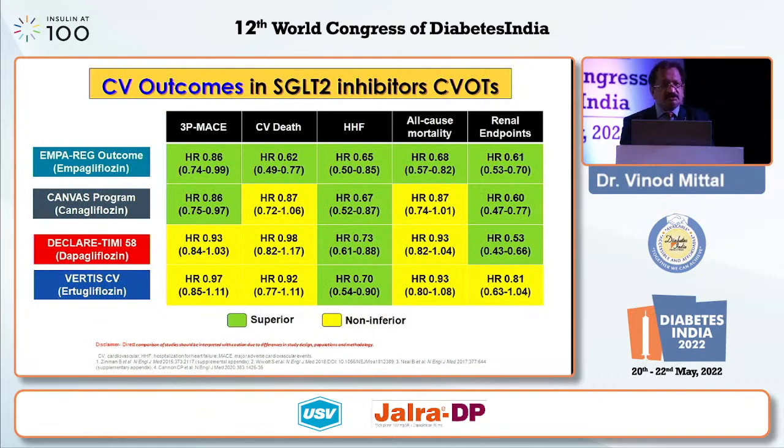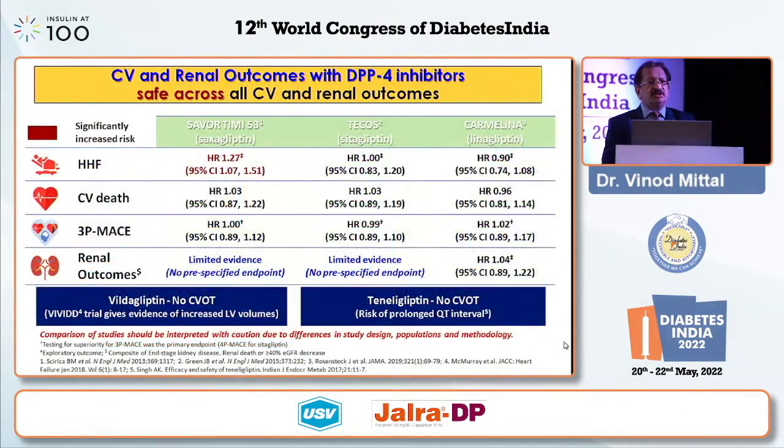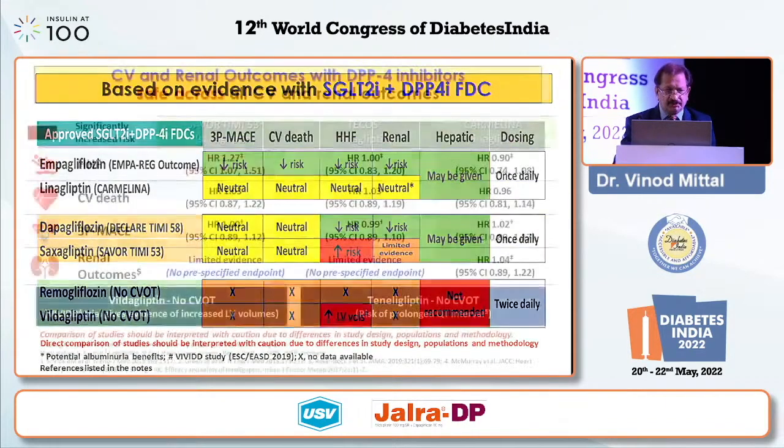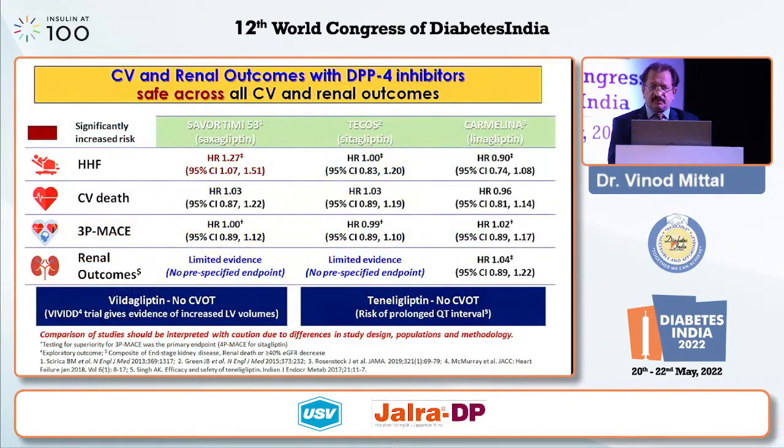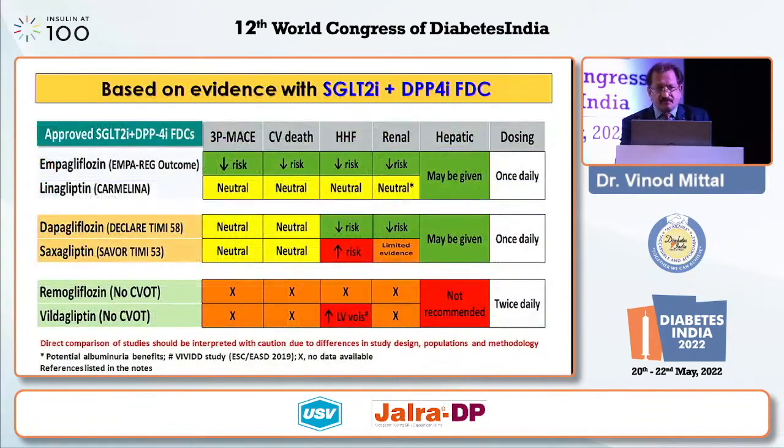Now we have many studies with SGLT2 inhibitors, so I won't go into detail, but overall SGLT2 inhibitors have been found to reduce hospitalization due to heart failure, cardiovascular mortality, and all-cause mortality. Similarly, we have studies with the DPP4 inhibitors, and DPP4 inhibitors are also found to be cardiovascular safe, except saxagliptin, which resulted in increased hospitalization due to heart failure. Otherwise, for vildagliptin and teneligliptin, we don't have any outcome study. That point has to be kept in mind when we write these molecules.